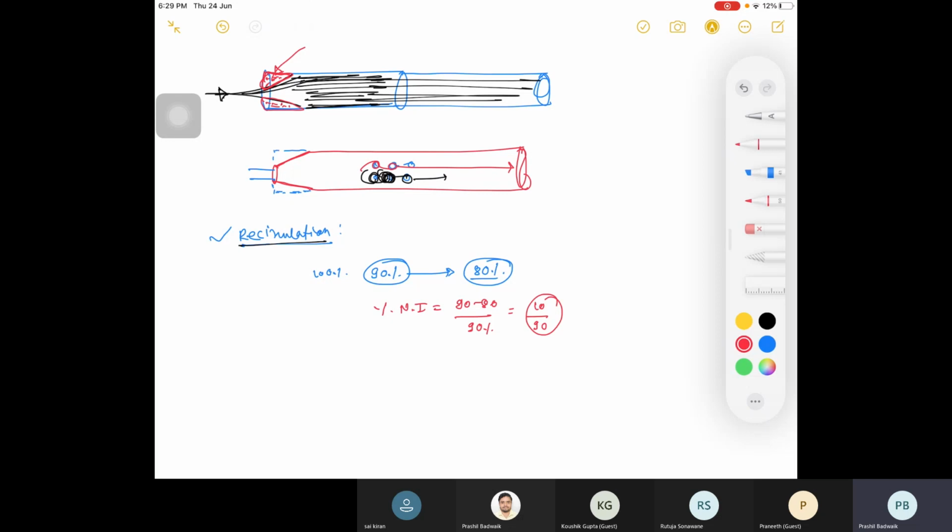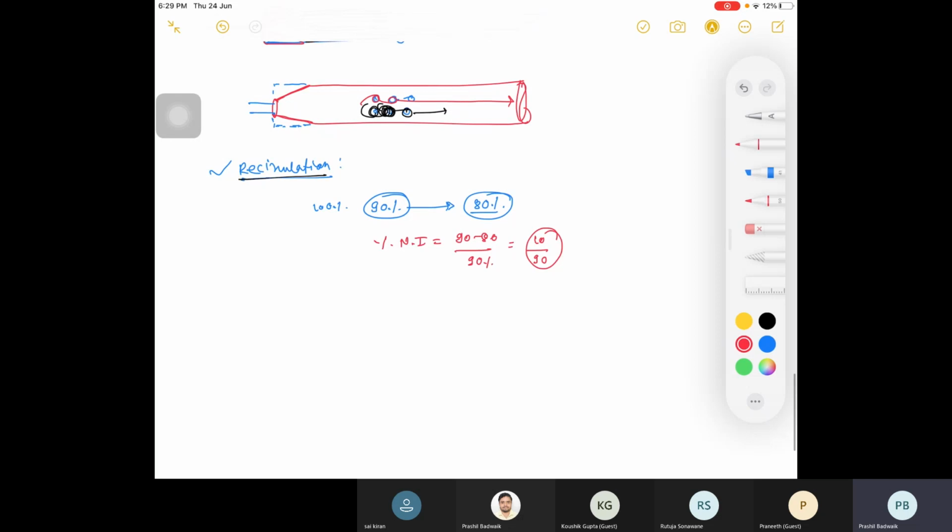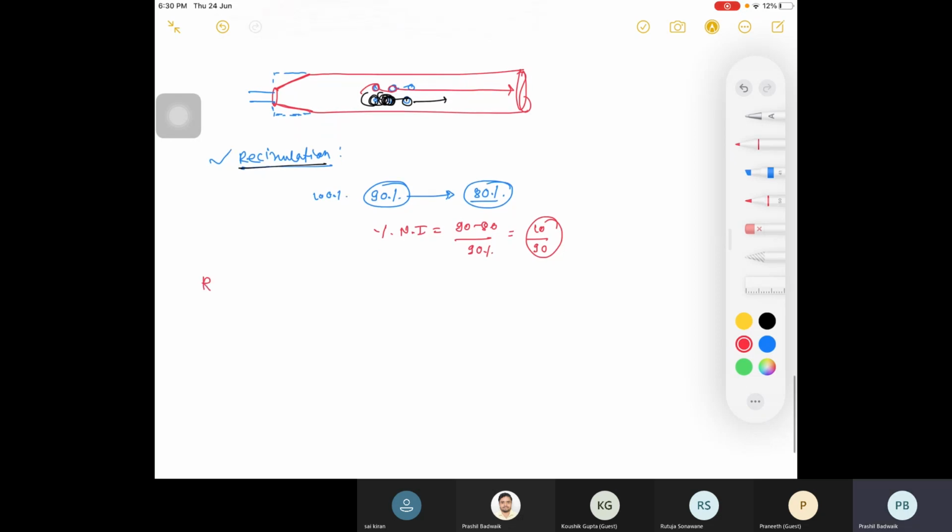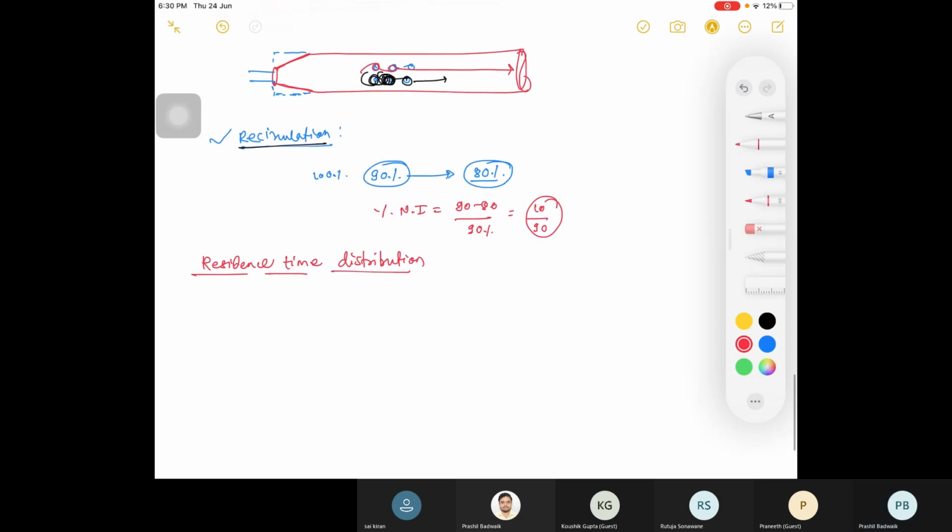So for that purpose we are using one technique that is called your residence time distribution. Okay, please write down. These terms are new to you. Residence time distribution. This will be your first topic in heterogeneous CRE. You can shortly call it residence time distribution as RTD.